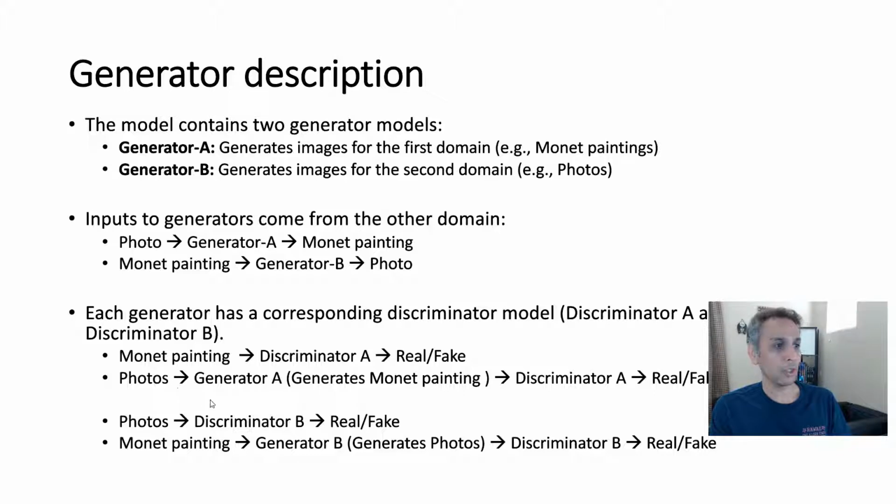Or your photos are going into generator A. What happens if your photo goes into generator A? You get a Monet painting, because that's what it's going to generate, and that goes into discriminator A, because this discriminator is only going to take Monet paintings as input and then give us real or fake. Exactly opposite to discriminator B, which works on the photos domain.